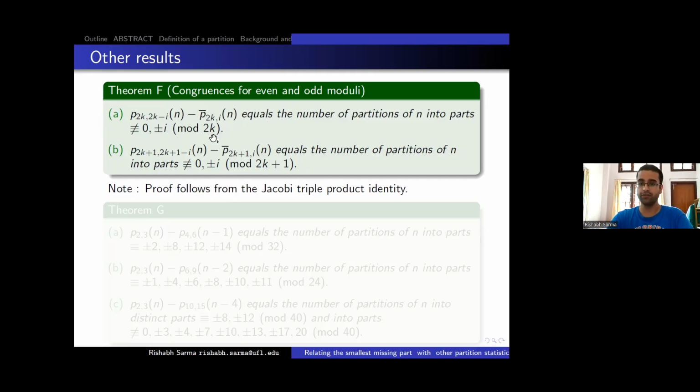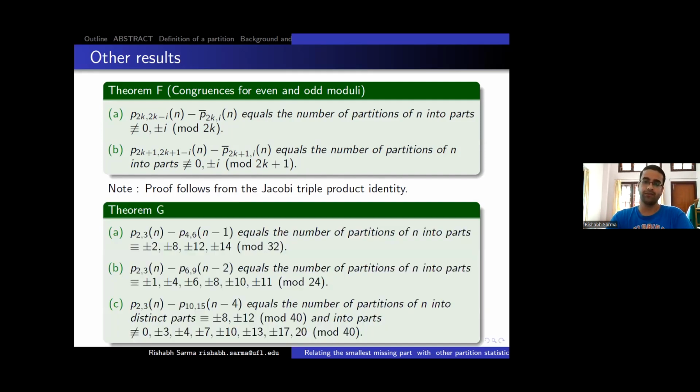Here we consider an even moduli, congruence modulo an even number, and here congruence modulo an odd number. And the difference of maxes also depend on the divisor and the residues as well. And the proof of these follow from the Jacobi triple product identity that I will not include here. And as you can see, these are some specific relations of the difference of maxes with some specific congruences into parts, some specific parts here.